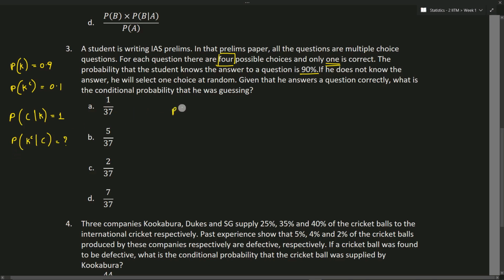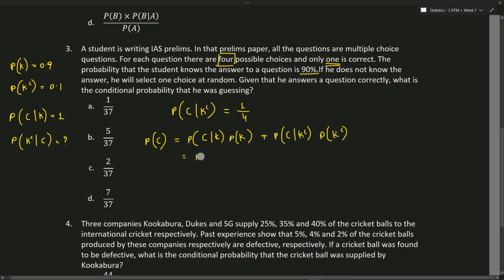So what is the probability that the answer is correct given that he does not know? There is only one possible answer, right? So it is 1 by 4. Okay, so what is the probability that the answer is correct? That is nothing but P of C given K multiplied by probability of K, plus probability of C conditioned on K complement into probability of K complement. So this is nothing but 1 into 9 by 10 plus 1 by 4 into 1 by 10. So this is equal to 37 divided by 40.